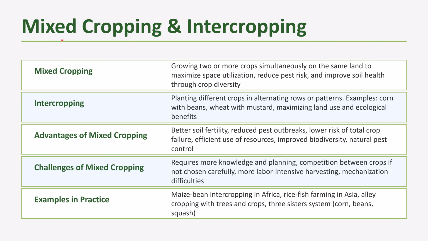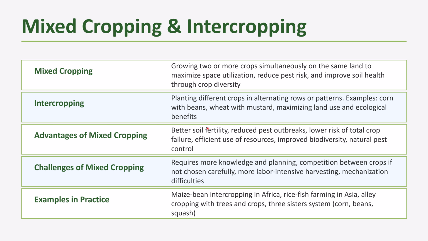Another method is mixed cropping and intercropping. Mixed cropping: growing two or more crops simultaneously on the same land to maximize space utilization, reduce pest risk, and improve soil health through crop diversity. Intercropping: planting different crops in alternating rows or patterns. Examples: corn with beans, wheat with mustard, maximizing land use and ecological benefits.